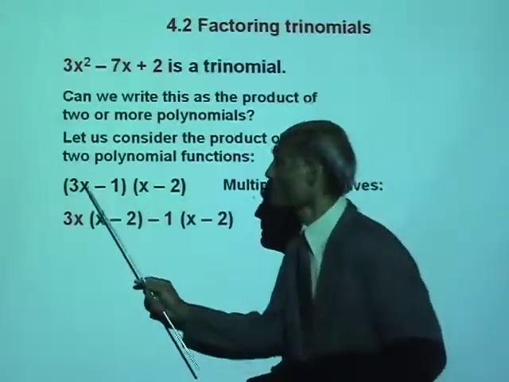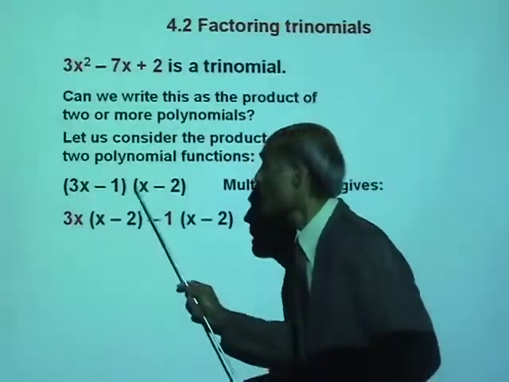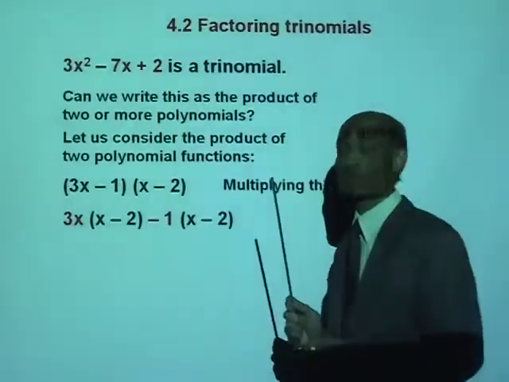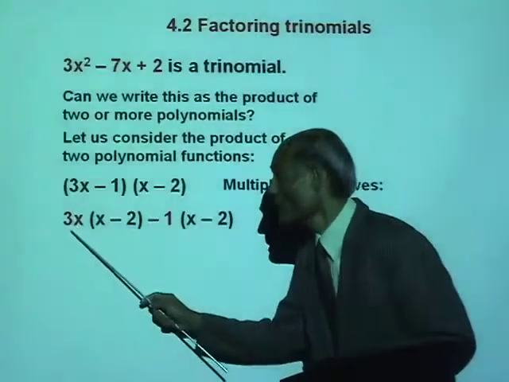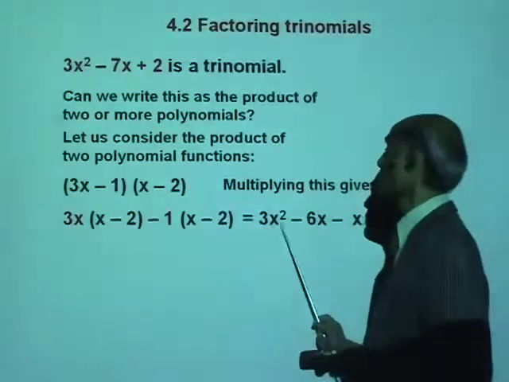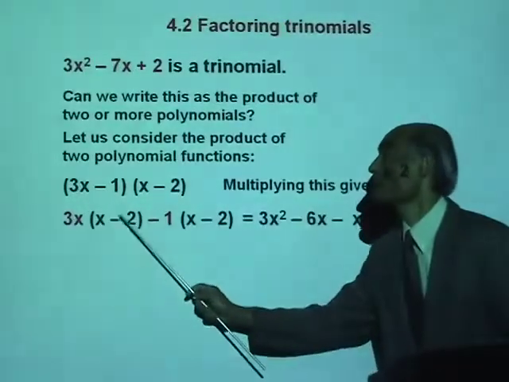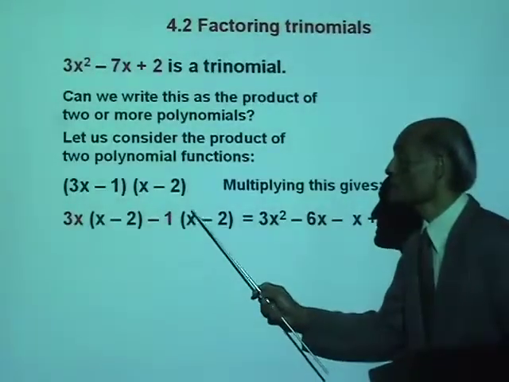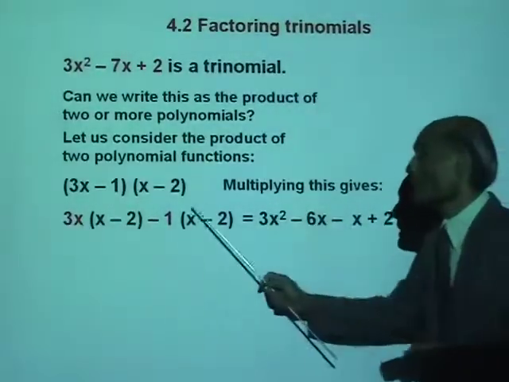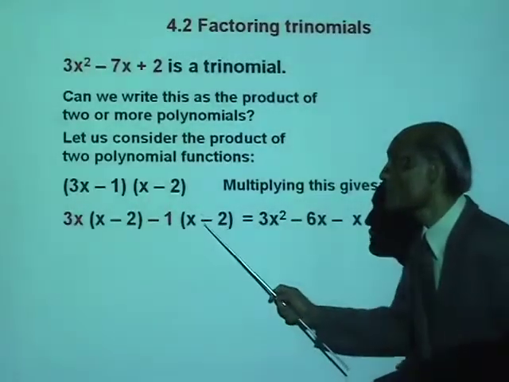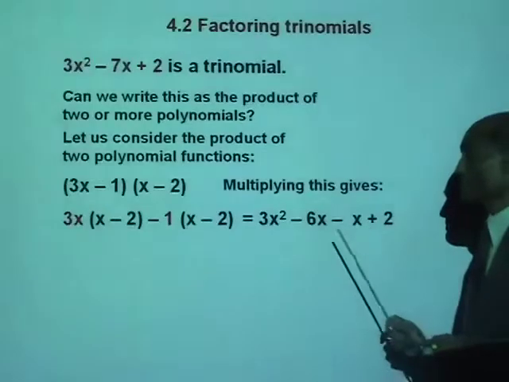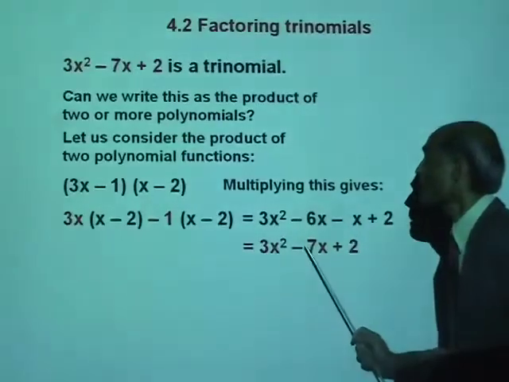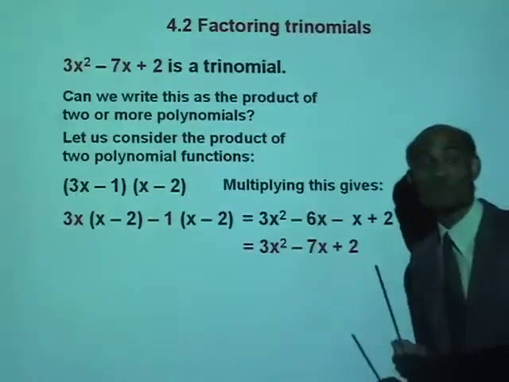Let's write that down. So that will be 3x multiplied by x minus 2, minus 1 multiplied by x minus 2. Alright, let's multiply. 3x multiplied by x is 3x squared. 3x multiplied by negative 2 is minus 6x. Minus 1 times x is minus x. And minus 1 times negative 2 is positive 2. Now combine the middle terms. You get 3x squared minus 7x plus 2.